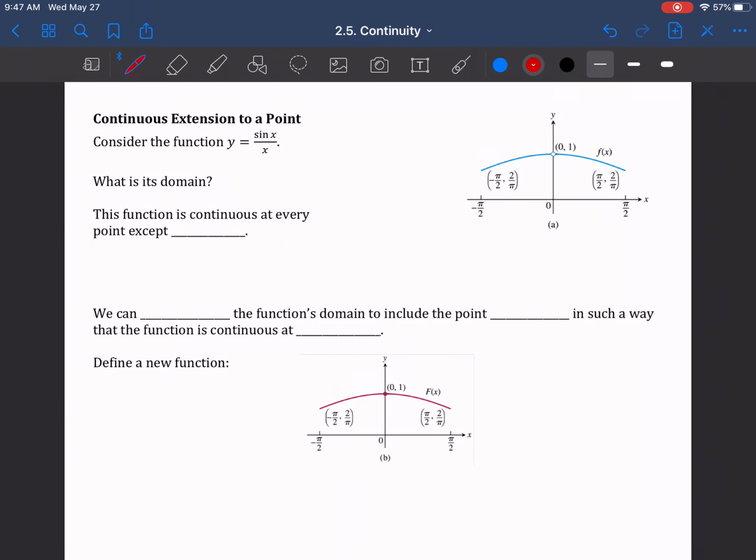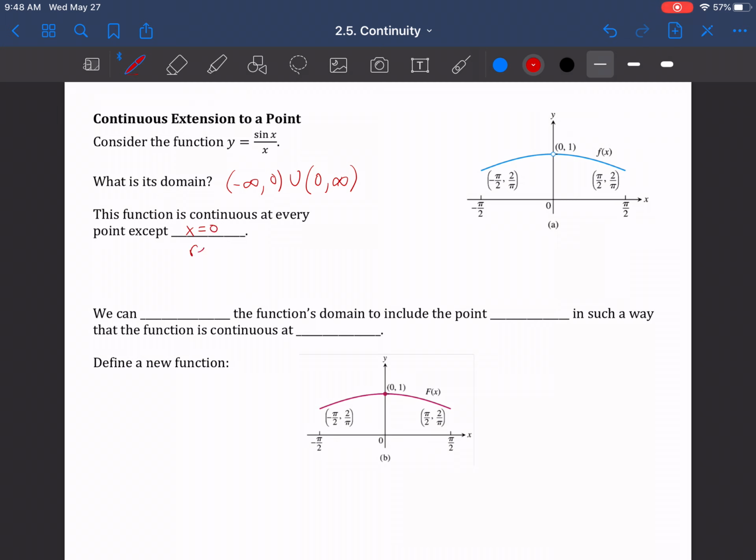Next, continuous extension to a point. Consider the function y equals sine of x over x. Here, its domain is negative infinity on up to 0, but not including 0, because 0 makes the denominator 0, which would make it undefined, and then 0 up to infinity. We can do that as our domain. Here's the actual graph of it there to the right. There's your function. And so this function is continuous at every point except x equals 0.